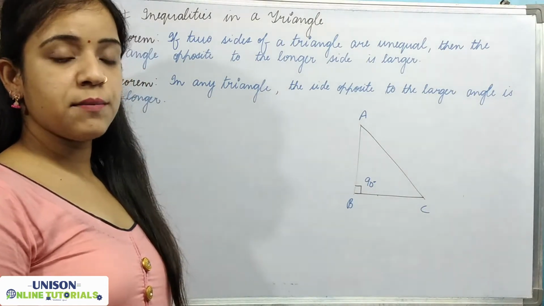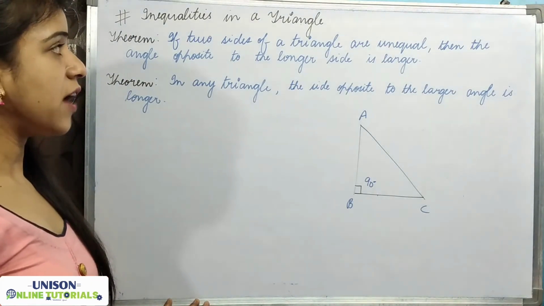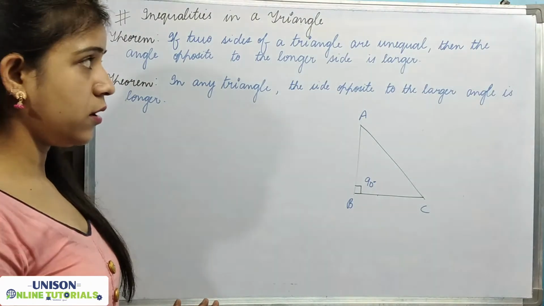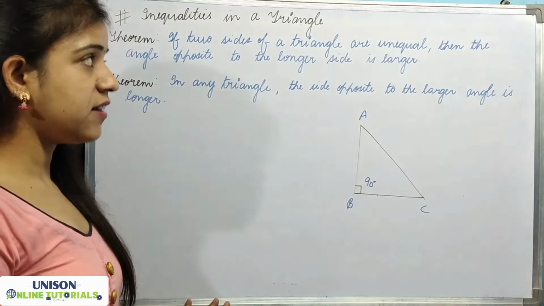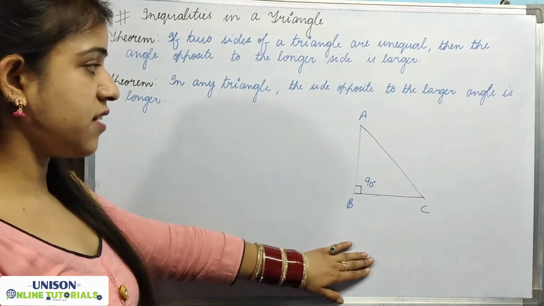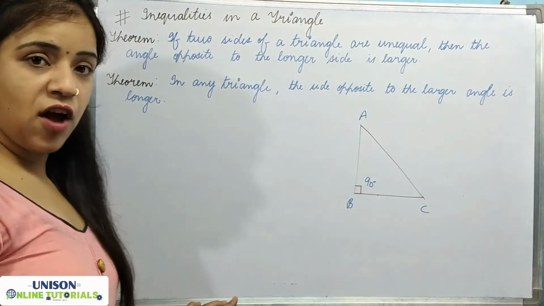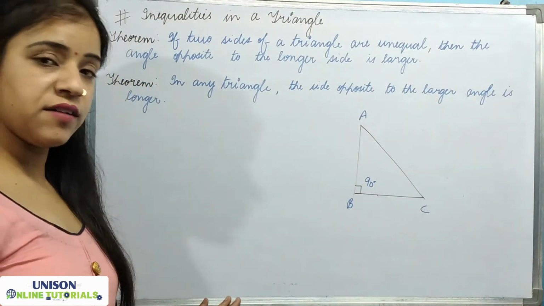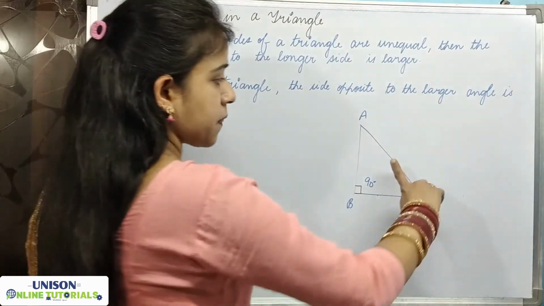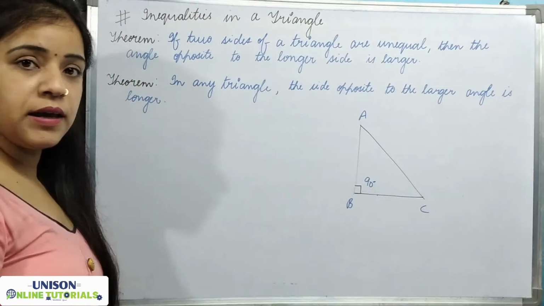Now we will discuss some inequalities in a triangle. So first theorem: if two sides of a triangle are unequal, then the angle opposite to the longer side is larger. Here you can see triangle ABC is a right angle triangle. AC is the hypotenuse, that means AC is the longest side. So according to this, AC is the longest side, so the angle opposite AC, that is angle B, will be the larger angle.